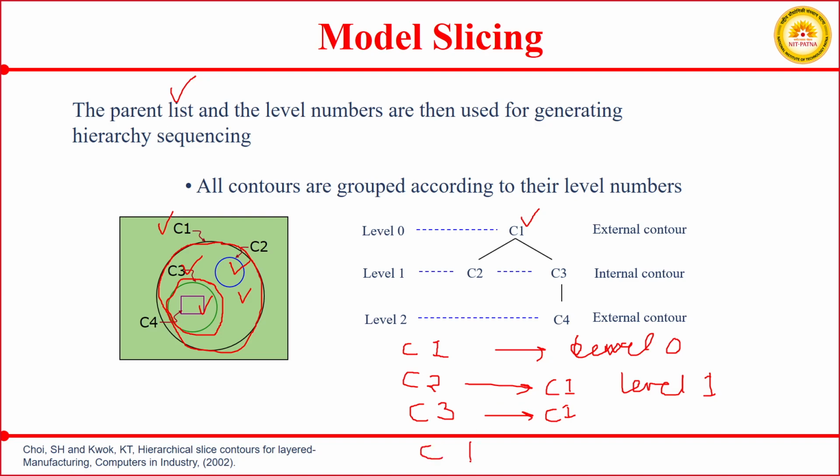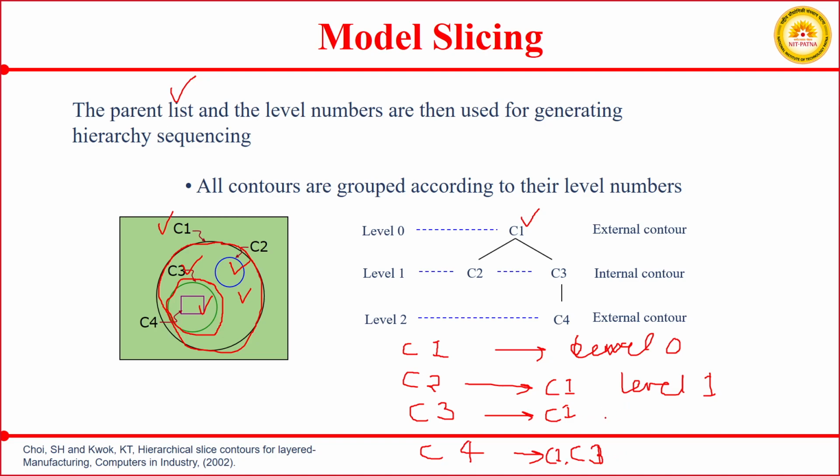Then for C4, who is the parent? For C4, C3 is parent, and before that, who is parent? Again, C1 will also be taken. Parent means grandparent, everybody will come in the parent list. So C1 and C3, both of these will be parents.